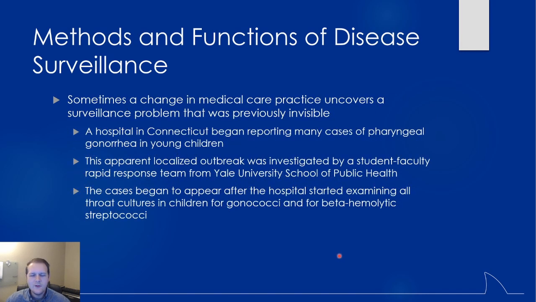Sometimes you may notice that a change in care may uncover a problem that was not known previously. So for instance, we had this hospital in Connecticut that was reporting these cases of pharyngeal gonorrhea in young kids, and they thought it was a localized outbreak. It was something they weren't expecting to happen there. And so they ended up having a group come out from the public health school at Yale, and they started looking into it, and they noticed that the outbreak, so to speak, started occurring after they were examining all throat cultures in kids that were presenting for beta hemolytic strep. Also, they were looking for gonococci.